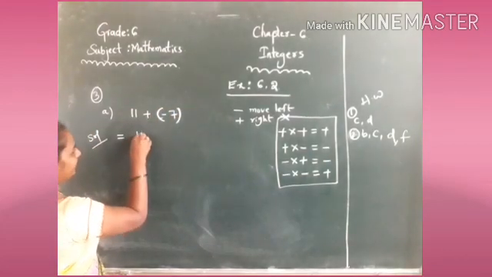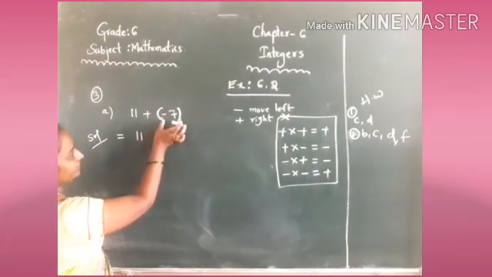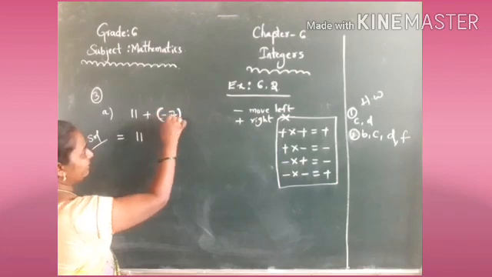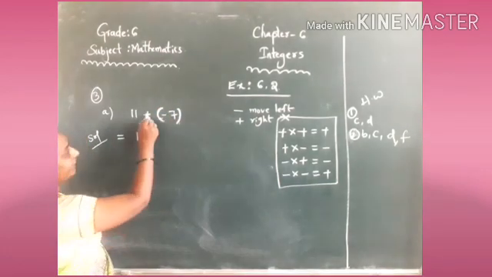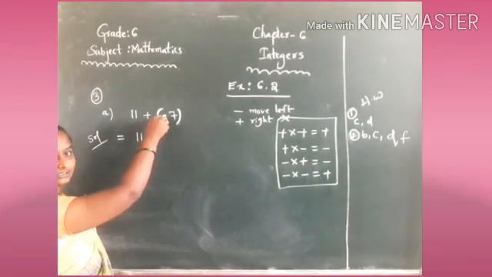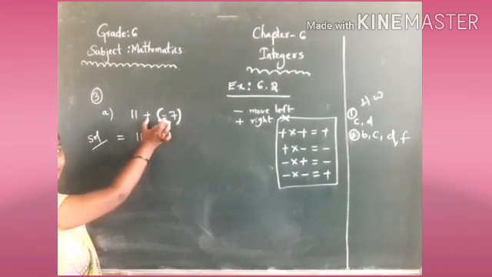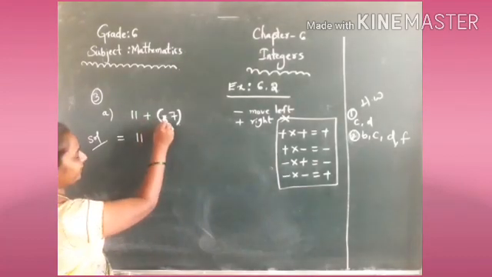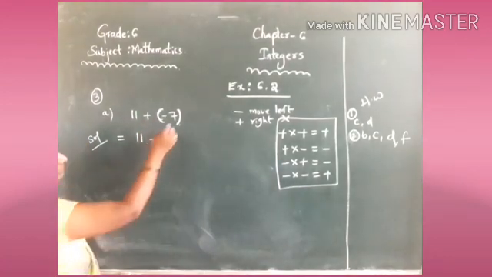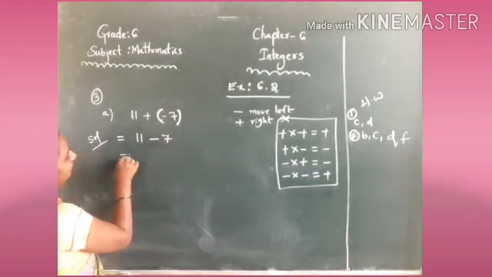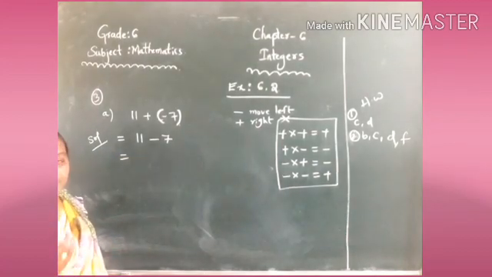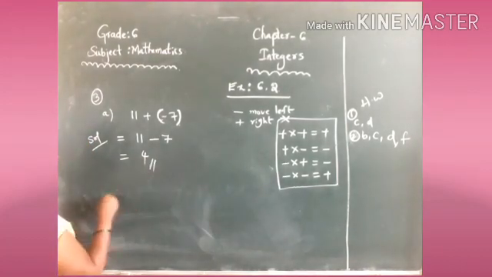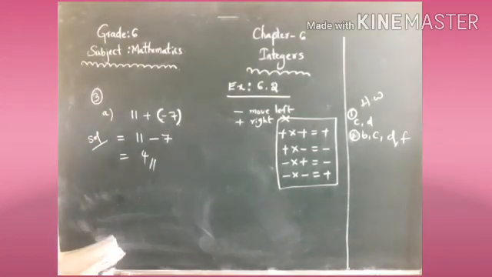Right. Here, the first step is you have to remove this bracket. How? You have to consider this bracket as into. Plus into minus. The two signs are different. Different signs give minus. Plus into minus gives minus. So here 11 minus 7, that is 4. So what is the answer? 4. Okay.